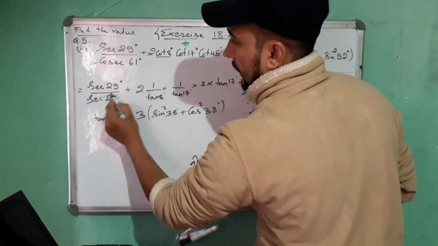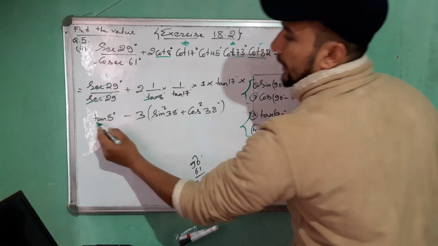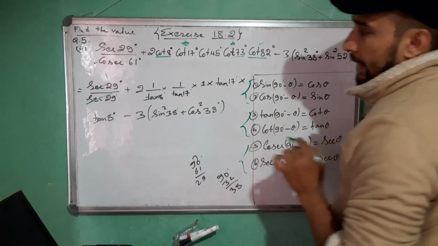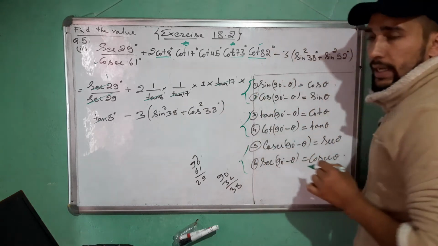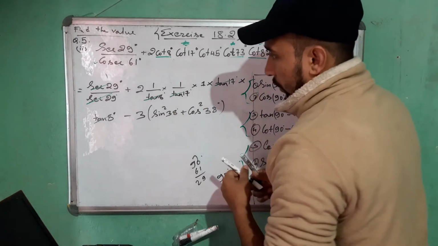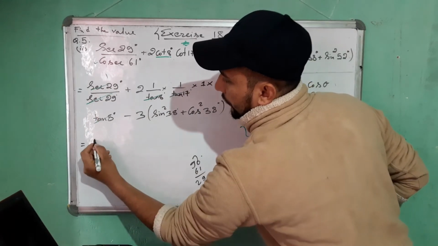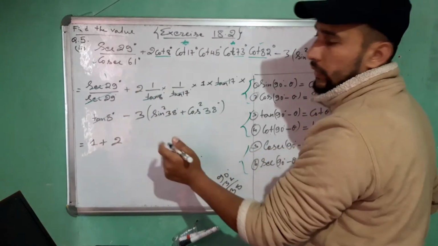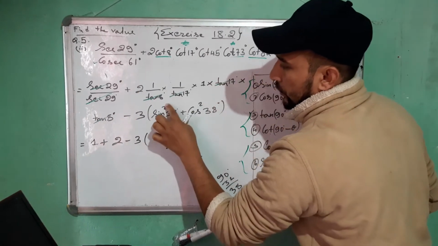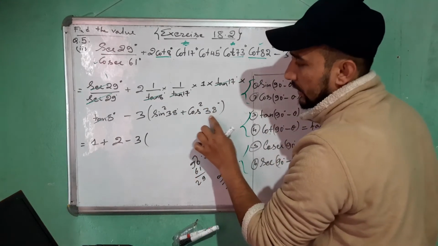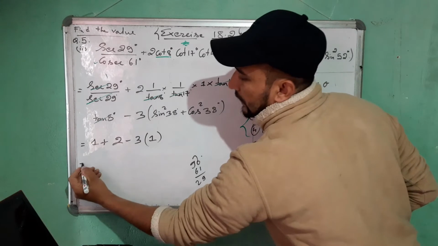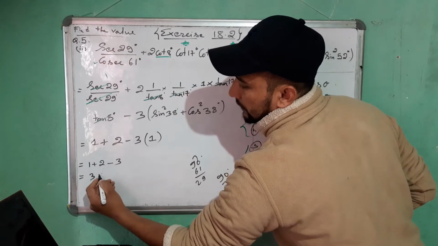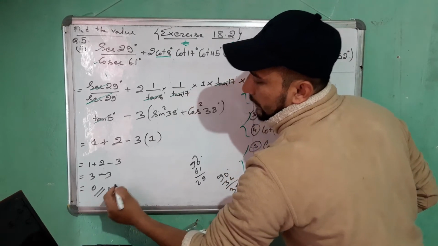This and this get cancelled, tan 8 and tan 8, since here is a multiplication sign everywhere, and this also gets cancelled, tan 17 degree, tan 17 degree. So this will be equal to 1 left, plus 2, here 2 into 1 into 1 into 1 will be 2 only, minus 3 times sine square theta plus cos square theta, where theta is 38 degree in this case, is equal to 1. So 1 plus 2 minus 3, 1 plus 2 is 3, minus 3, it will be 0, so your answer is 0.